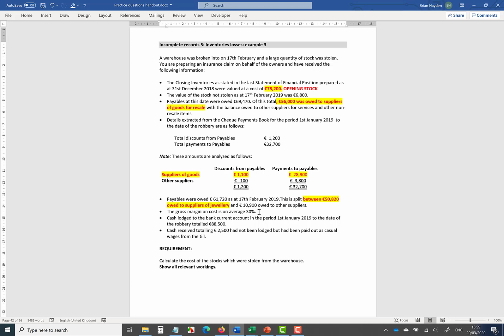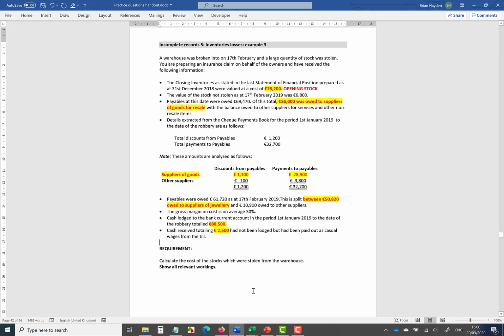Cash lodged to the bank current account in the period 1st of January 2019 to the date of the robbery totaled 88,500. Well, this is going to represent sales, but there's that little extra piece like we had last day. Cash received totaling 2,500 had not been lodged, but had been paid out as casual wages from the till. So the sum of the 88,500 and the 2,500 will represent our sales in the period. So the total money received is the sum of those two, which is actually 91,000, and you're asked to calculate the cost of the stocks which were stolen from the warehouse.